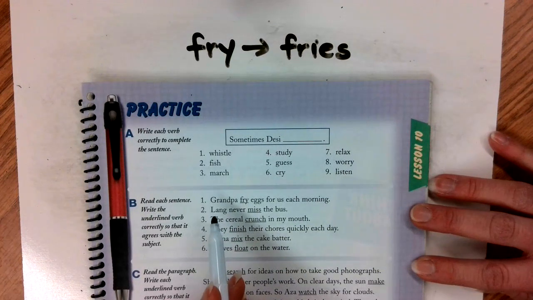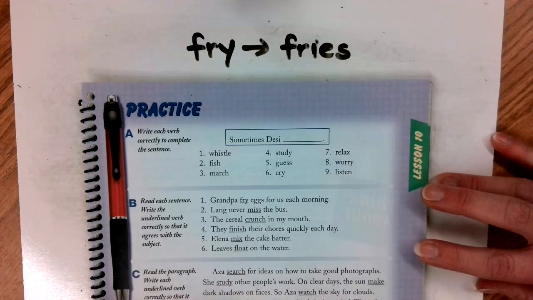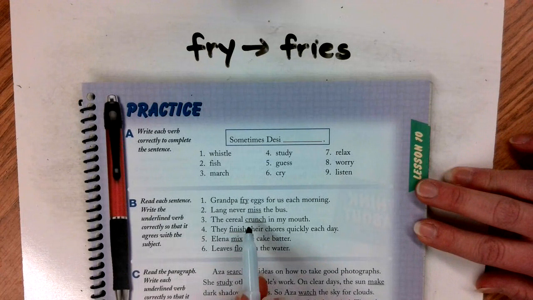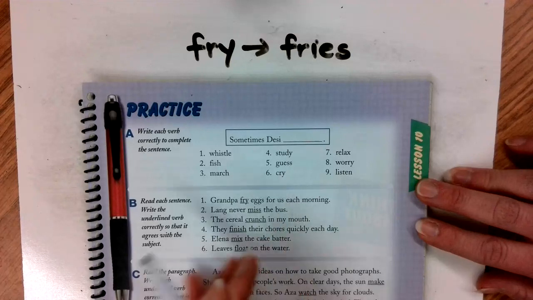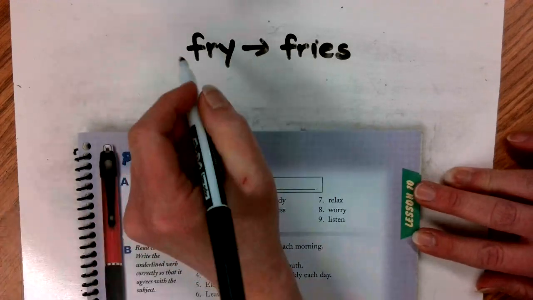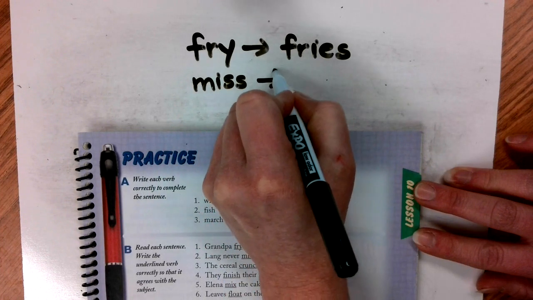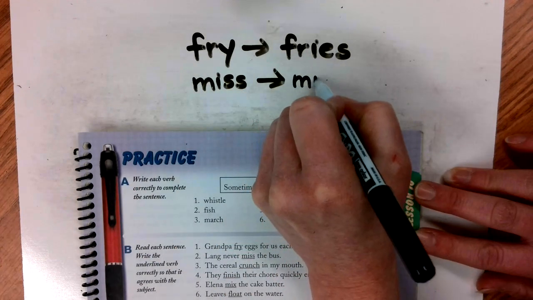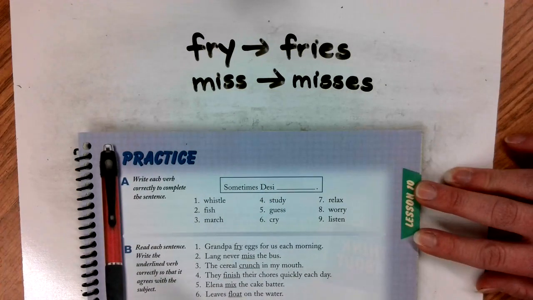2, Lang never missed the bus. That's not right. Now miss, the verb, ends with SS. So that tells me we need to add an ES to it. So miss is going to become misses.